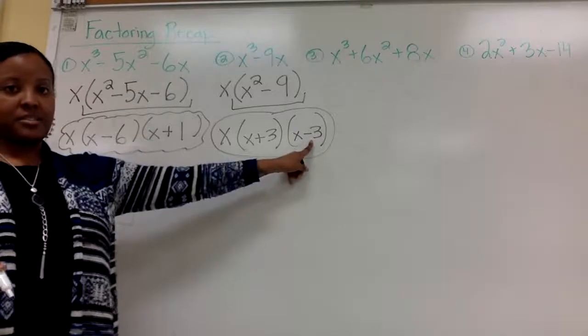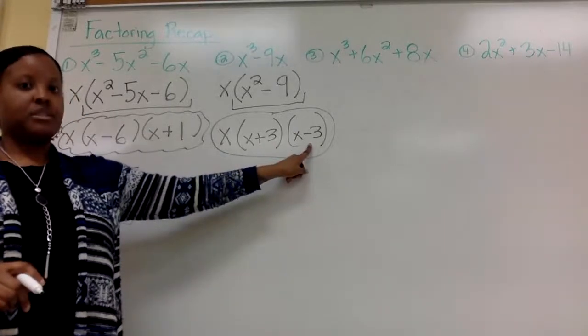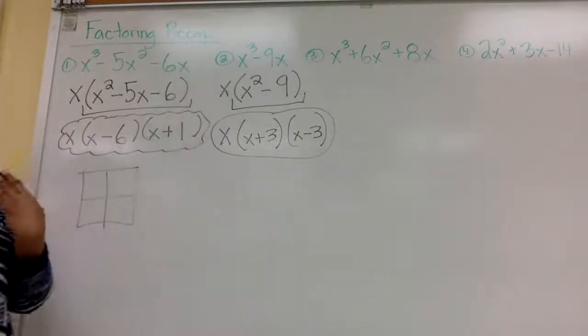Positive 3 times negative 3 is negative 9. Positive 3 plus negative 3 is 0. So we're in business. Again, you can check it, verify, distributive property, box method.